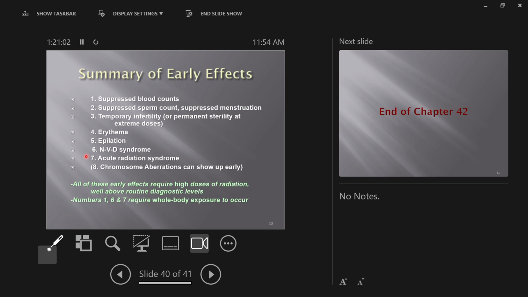All of these early effects required high doses of radiation, well above routine diagnostic levels. They all demonstrated a threshold, and that threshold was high. Most of these require whole body exposure to happen, with partial body exposures causing things like erythema and epilation. The important thing about the early effects is that they don't happen at routine diagnostic levels, but importantly, we can cause the stochastic effects at routine diagnostic levels. So we want to worry about those.